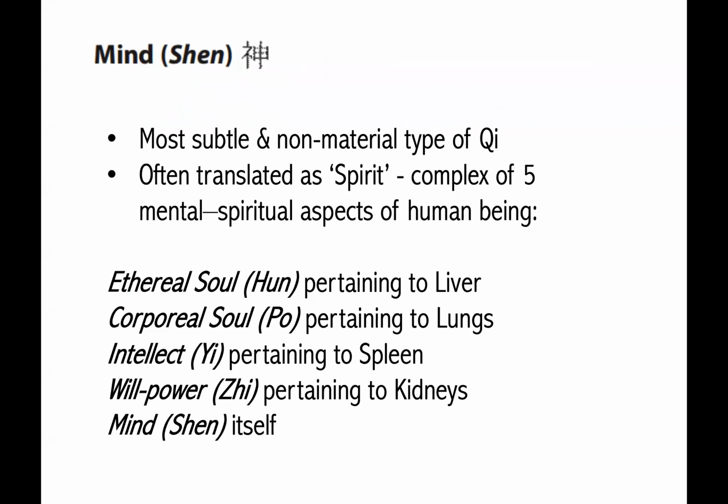The Shen is the most subtle and non-material type of qi. It is often translated as spirit, which is actually a complex of 5 mental spiritual aspects of the human being. The first is the ethereal soul, the hun, pertaining to the liver. Corporeal soul, the po, pertaining to the lungs. Intellect, yi, pertaining to the spleen. Willpower, zhi, pertaining to the kidneys. And the mind itself, which is the Shen.